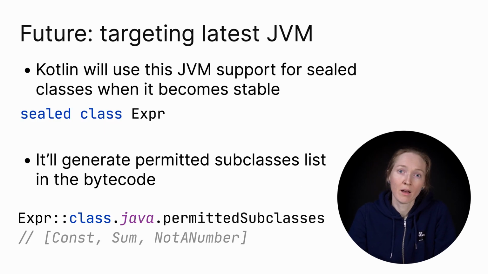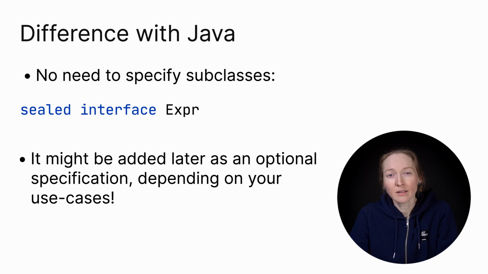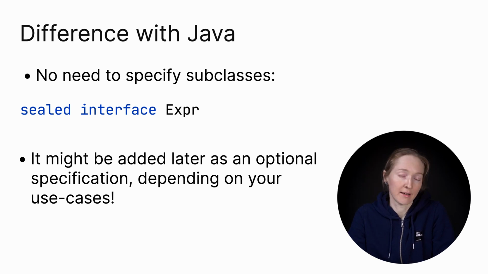In the future, Kotlin will use this new JVM support for sealed classes and interfaces. It will generate a permitted subclasses list in the bytecode to enable the underlying JVM checks. In Kotlin, you don't need to specify the subclasses explicitly. The compiler can infer this information from the declared subclasses in the same package and generate the corresponding list under the hood.